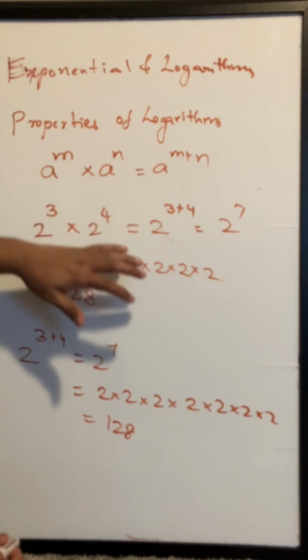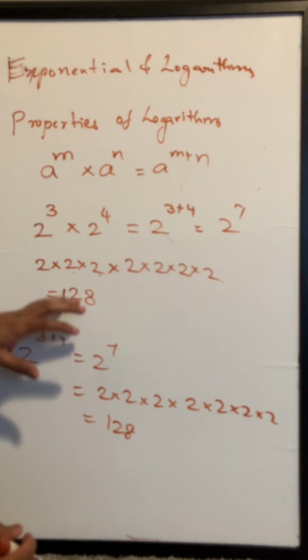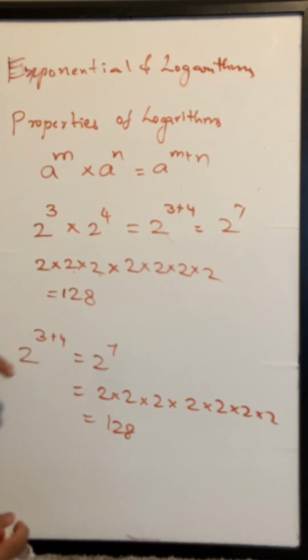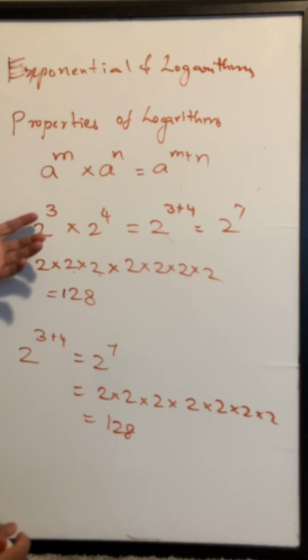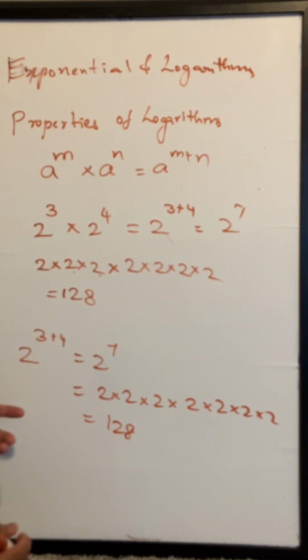Why are we writing all these things? To make our lives easier. There is no other logic. We can write 128 also as 2 to the power of 7. To make our lives easier, if you want to do 2 to the power of 3 and 2 to the power of 4, you can do all these things.